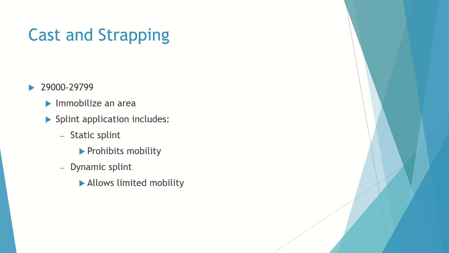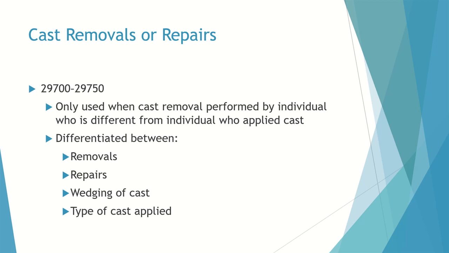Cast and strapping, 29000 to 29799. Immobilize the area. Splint application includes the static splint, prohibits mobility, and the dynamic splint allows limited mobility. Cast removals or repairs, 29700 to 29750. Only used when cast removal is performed by an individual who is different from the individual who applied the cast. Differentiated between removals, repairs, wedging of cast, and the type of cast applied.